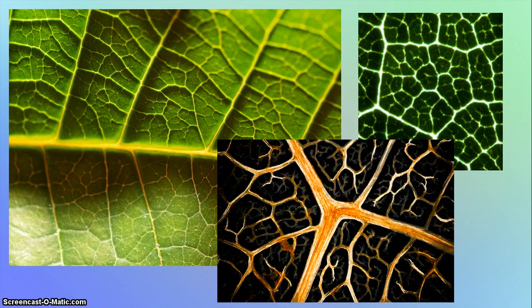I love these photographs here because these are really up-close photographs of the veins of the leaf, and I really like this orange and black photo because it shows the network of the veins and the fact that they can carry water to basically every square inch of that leaf.